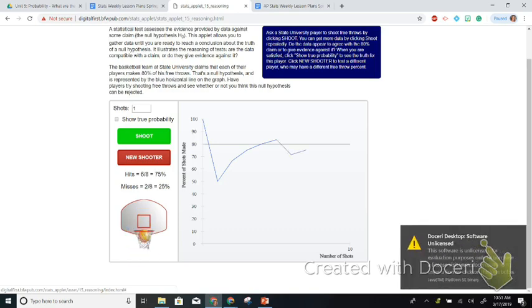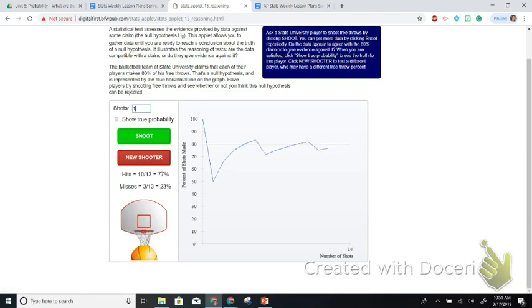And we'll continue to shoot many, many shots. Actually, let's go ahead and change this to maybe 20 shots at a time. And we'll see that we are starting to approach that line, and maybe this is true. Maybe he does really make this many shots. So I think I've clicked a few times. We'll let the applet catch up to my clicking. It looks like he missed a lot there. And now he's at about 70%.